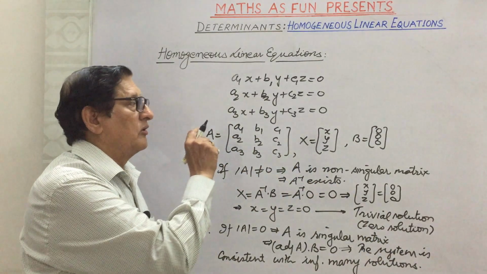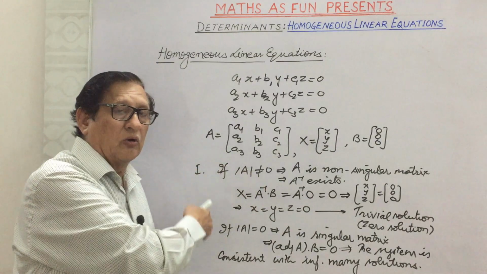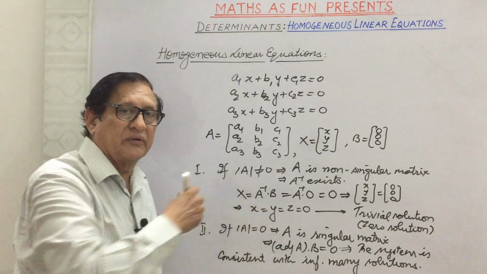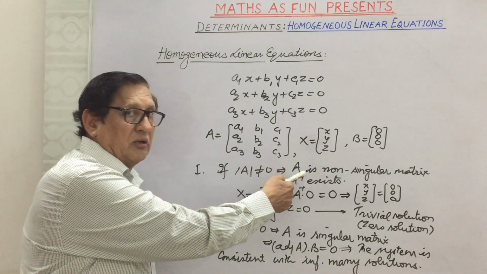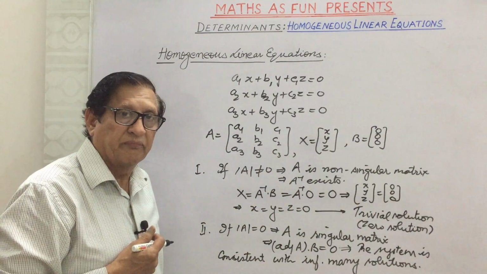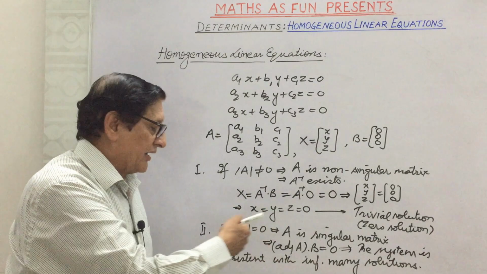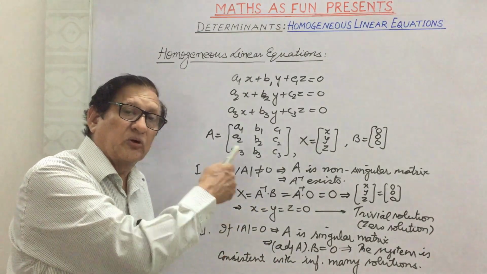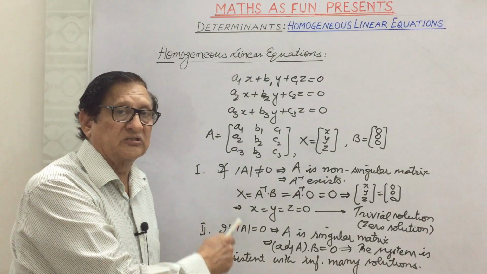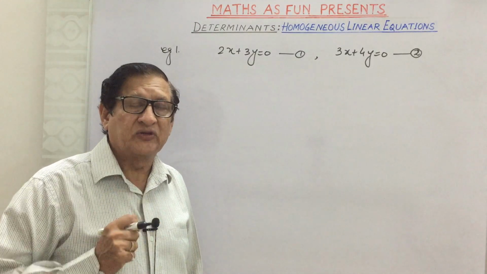So in case of homogeneous linear equations, we have to just see whether determinant A is non-zero or 0. It means A is non-singular or it is a singular matrix. If A is non-singular, then there will be a trivial solution. It means the value of every variable will be 0. And if it is singular, then there will be infinitely many solutions and the system is consistent. It means in both cases the system will be consistent; there will be no case of inconsistency in homogeneous linear equations. The concept will be more clear if we go with some examples.